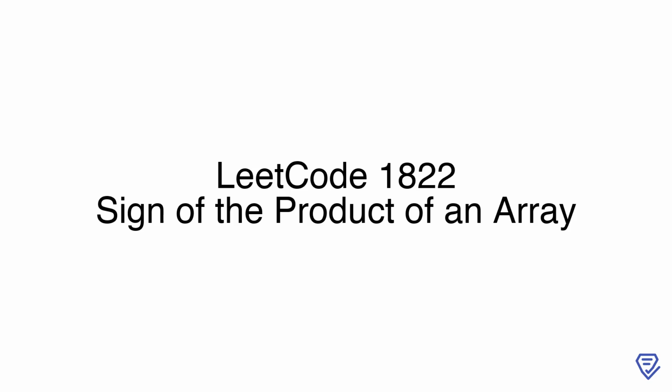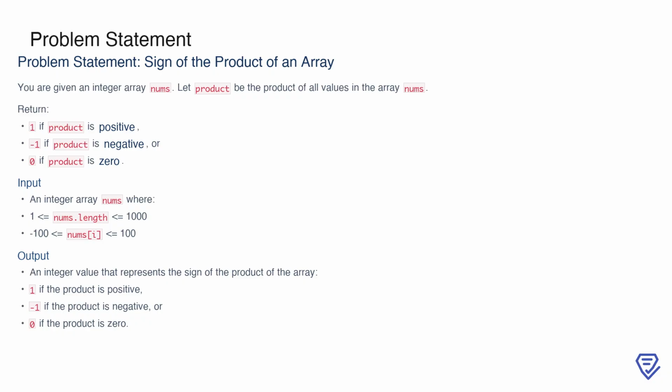Let's dive in. In this problem, you are given an integer array called nums. The task is to determine the sign of the product of all the elements in this array without actually calculating the product itself. The result you return must be one of three values. If the product is positive, you return 1, if the product is negative, you return -1, and if the product is 0, you return 0.